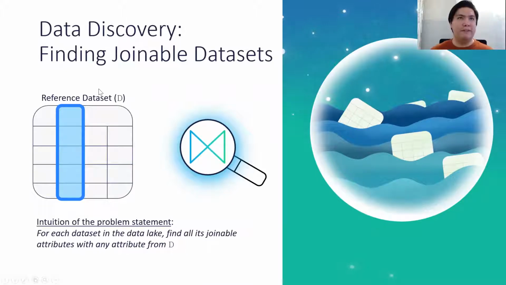Let's consider we have a reference dataset composed of attributes and data instances. And we would like to discover datasets in the data lake that can be crossed by means of common attributes with the reference dataset. This is a complex exploratory task that can be time-consuming.